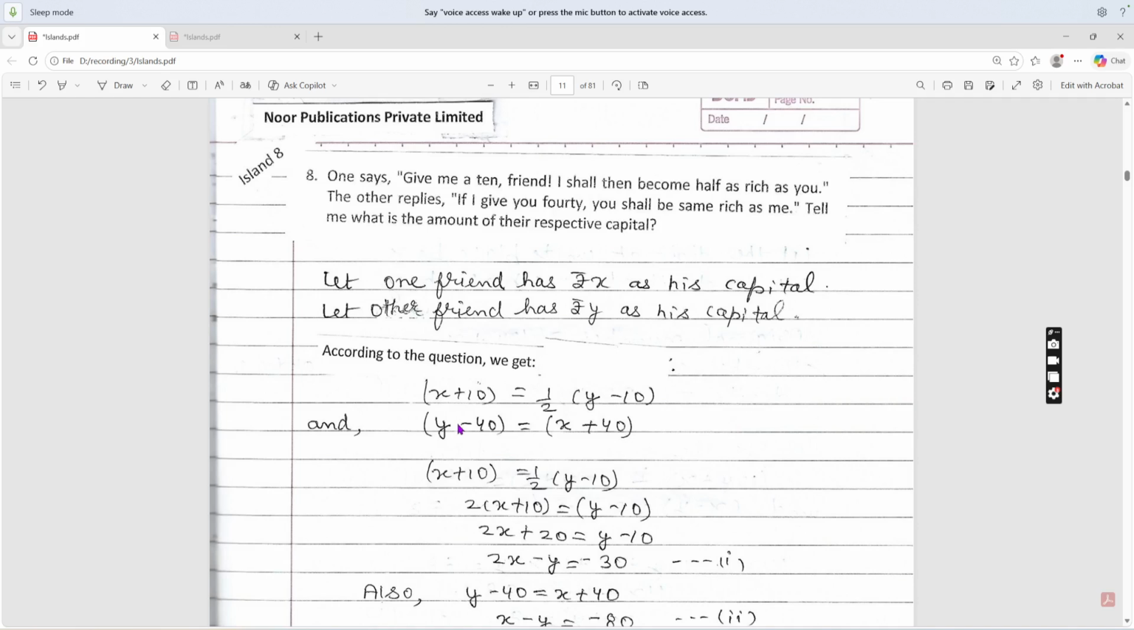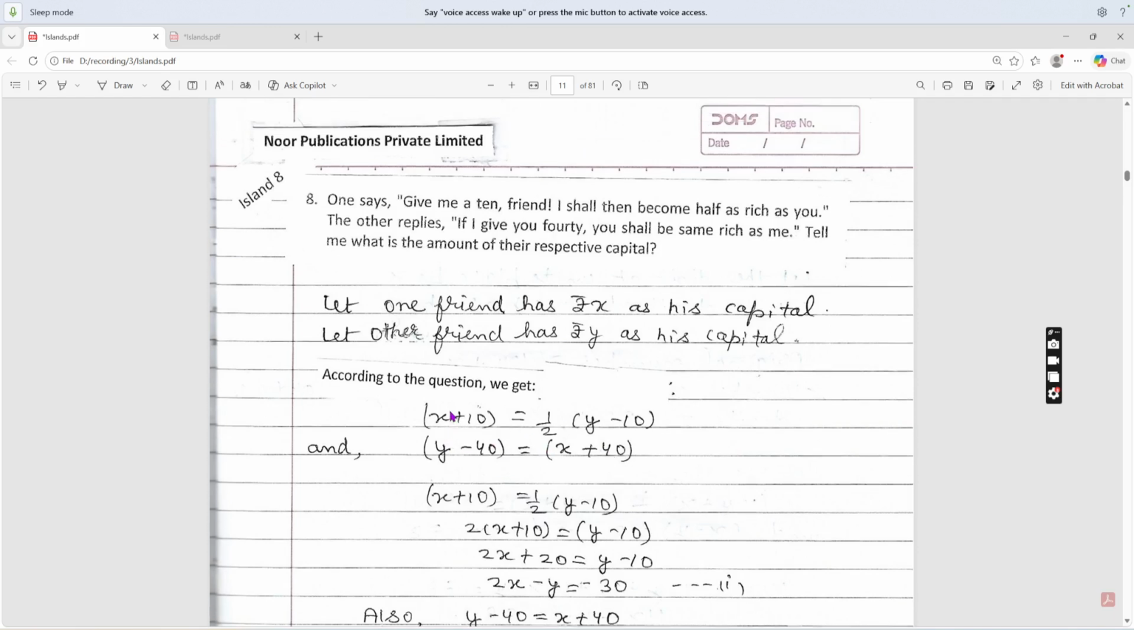Here x gains, here y sacrifices. When x gains, y sacrifices. When y sacrifices, x gains. It is a simple thing. Now how are we going to proceed? Now I am going to tell it to you.